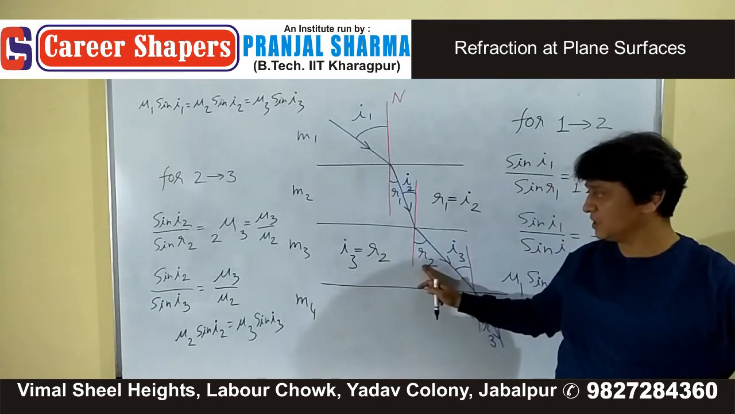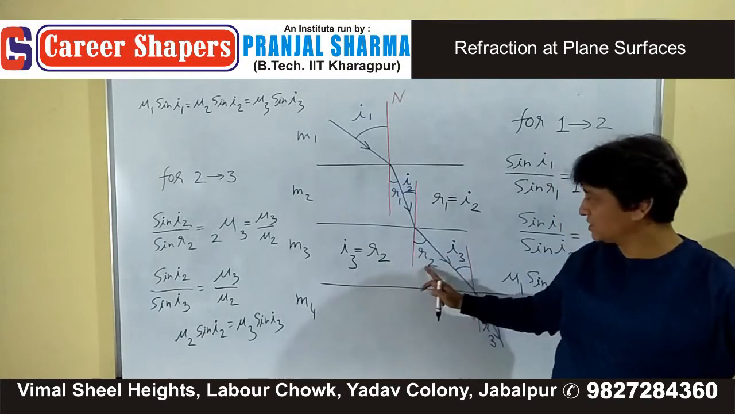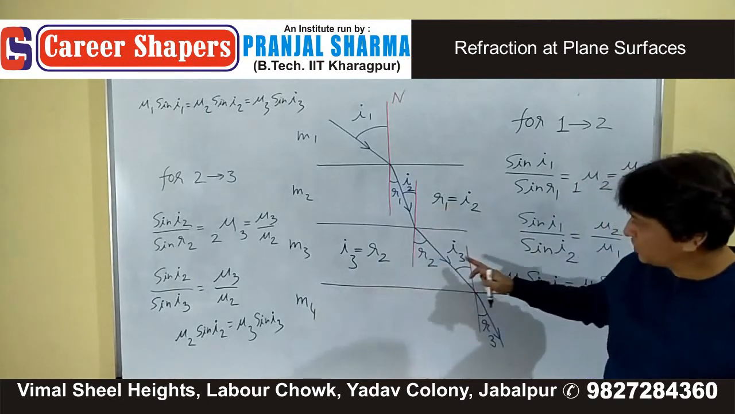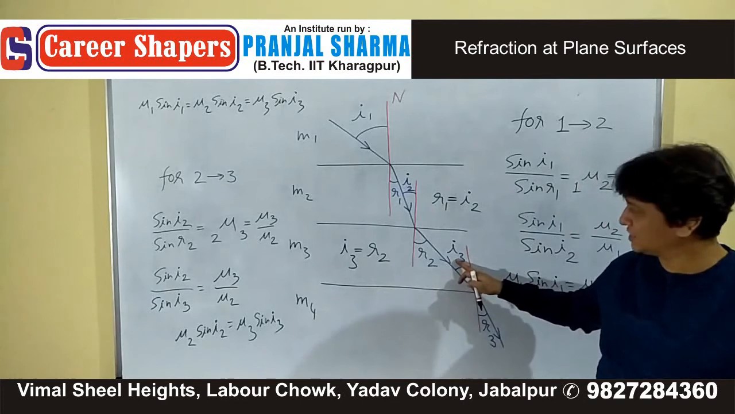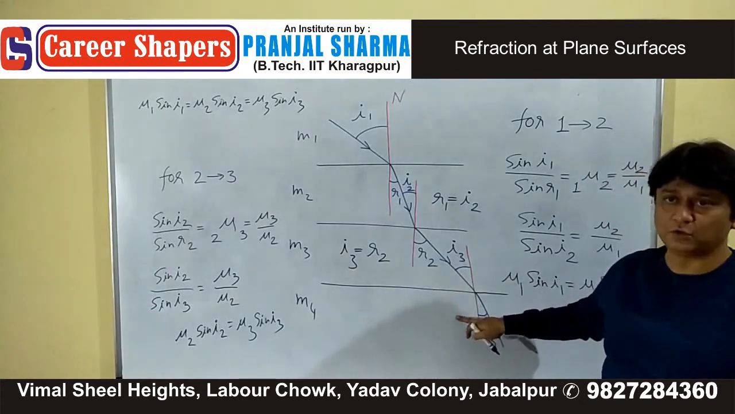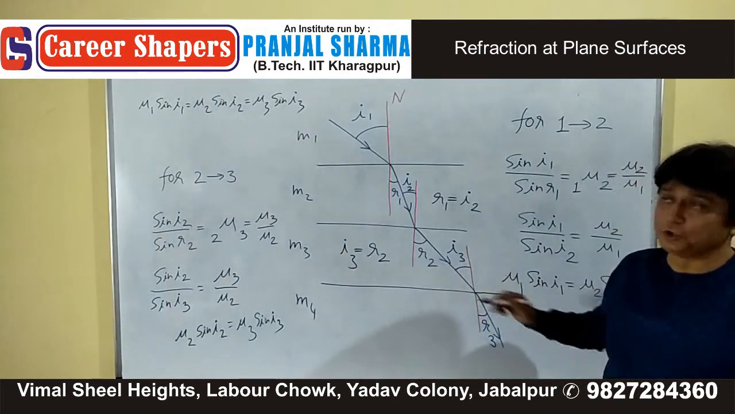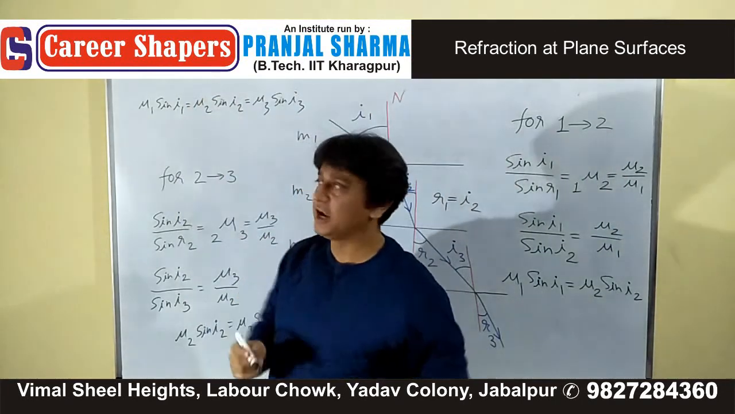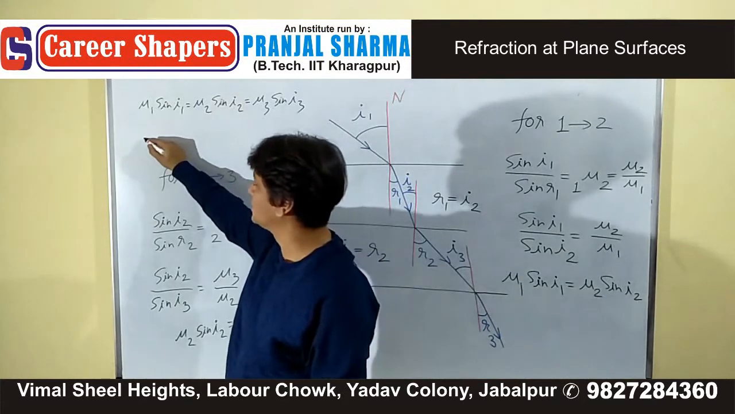This R2 is basically what? I3. This R2 is angle of refraction for 2 to 3. But this is angle of incidence for 3 to 4. Once you do this, you get this relation, which ultimately gives you something like this.